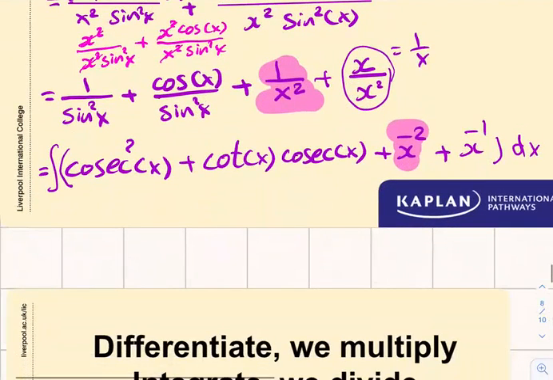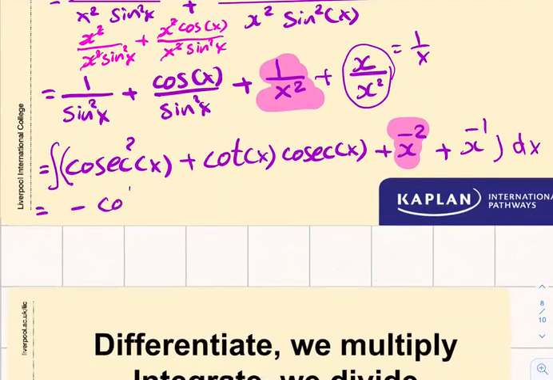And then this is going to be equals, the integral for cosecant squared is minus cot x. That's from your formula sheet. And the integral for cot x cosecant x is minus cosecant x.